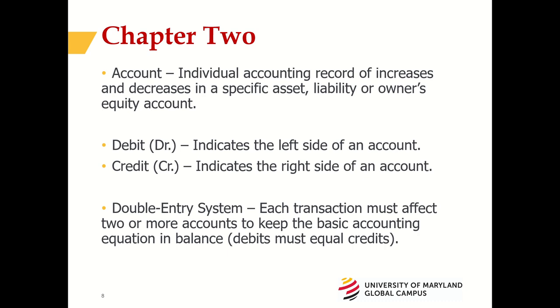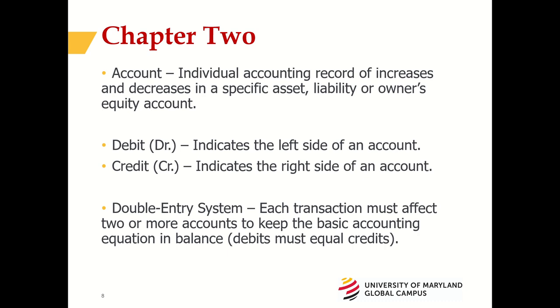When comparing totals of two sides, an account shows a debit balance if the total debit amounts exceed the total credits. Credit indicates the right side of the account. The act of entering amounts on the right side of an account is called crediting the account. When comparing totals of the two sides, an account shows a credit balance if the credit amounts exceed the debit amounts.